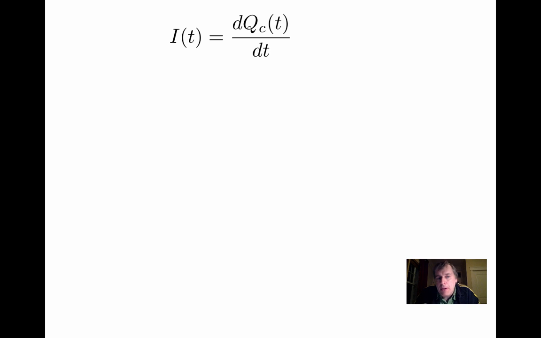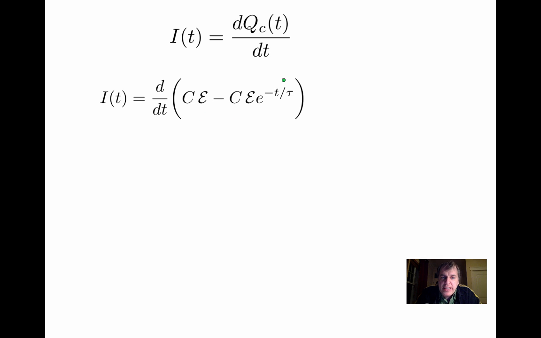How do we find the current? Well, we saw before that the current is just given by the derivative of QC with respect to time. Remember, this is for the case of a charging circuit. In the case of a discharging circuit, we add the minus sign here. Okay, but now we just take a derivative. So we just take the derivative of QC as a function of time.